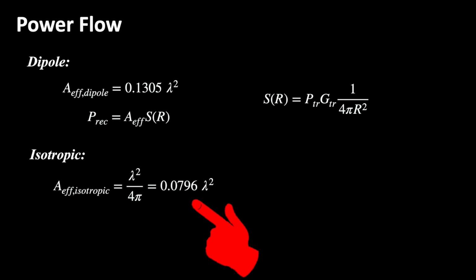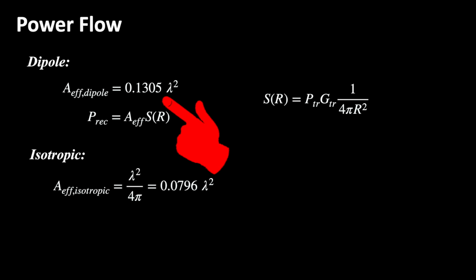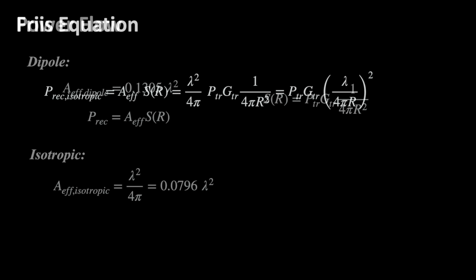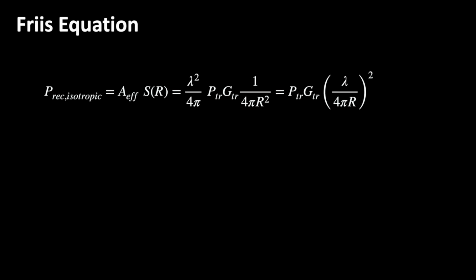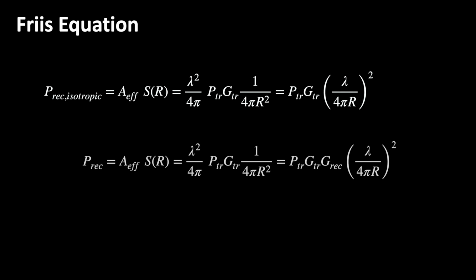The effective area of the isotropic antenna is frequency dependent too, and it is smaller than the one from the dipole. These equations together form the so-called Friis transmission equation for isotropic reception. Multiplied by the receiving antenna's gain, the equation applies to any antenna arrangement.